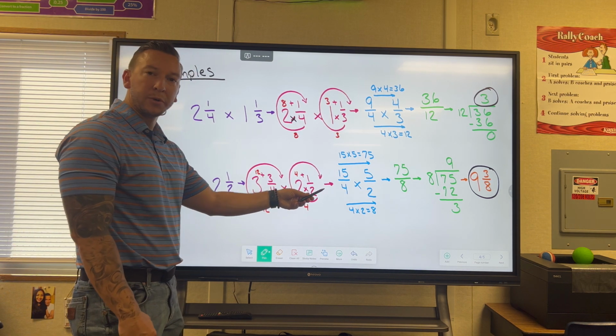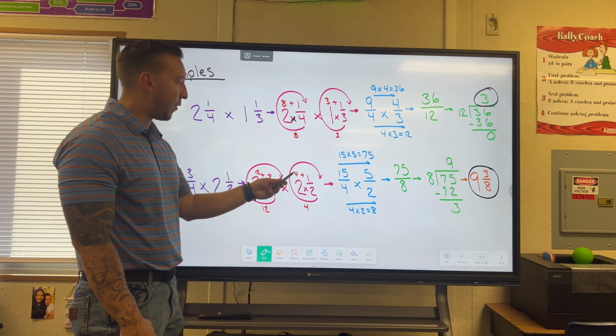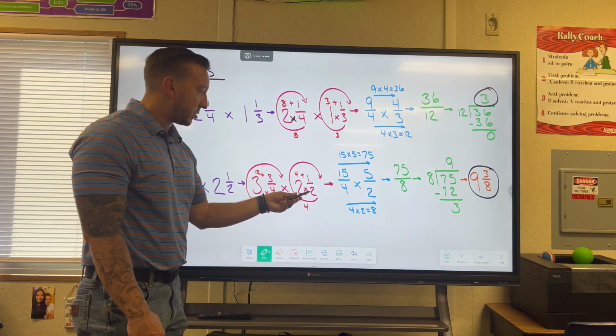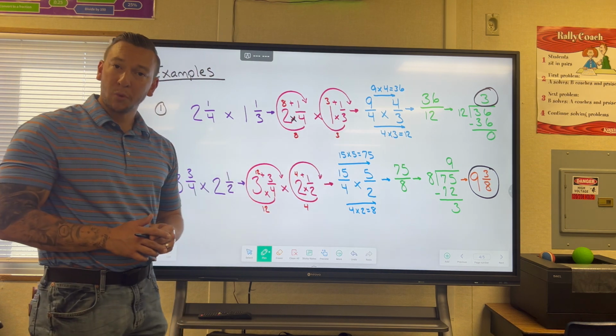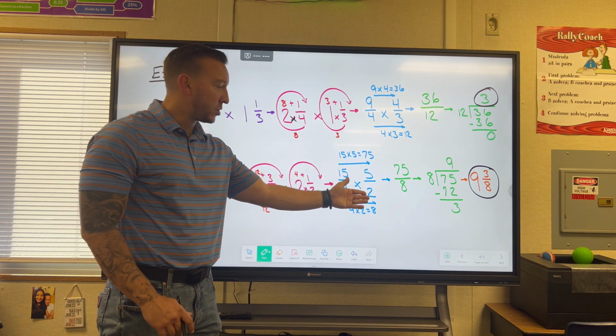Denominator times the whole number. 2 times 2 is 4. Goes up the spin wheel. 4 plus 1 is 5. Denominator stays the same, 2, 5 over 2. We've completed step 1. Now we have 15 over 4 times 5 over 2.